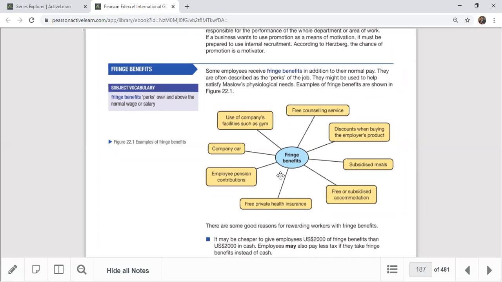The other one is a company car. This is not for everyone, only for managerial workers, like executive-level people. They are given a company vehicle or sometimes a vehicle allowance. The vehicle is given sometimes with a driver or without a driver. Some organizations, for managerial staff, might give you the company car with the driver also. So the driver's salary and everything is paid by the company.